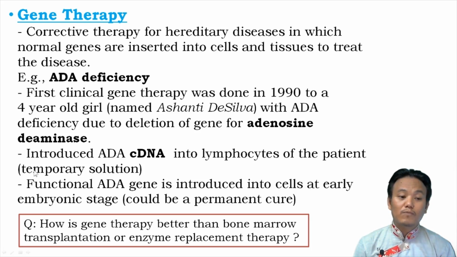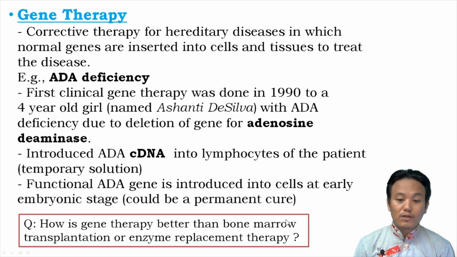Now, if you want to make this treatment permanent, the disease has to be diagnosed at the early embryonic stage, so that the cells at the early embryonic stage can be injected with the functional ADA DNA, right? And then the person can get rid of this particular hereditary disease, right? And the person's children won't suffer from ADA deficiency as well.